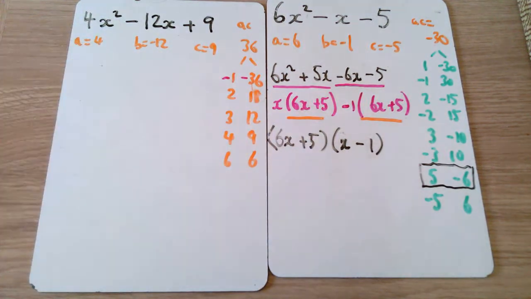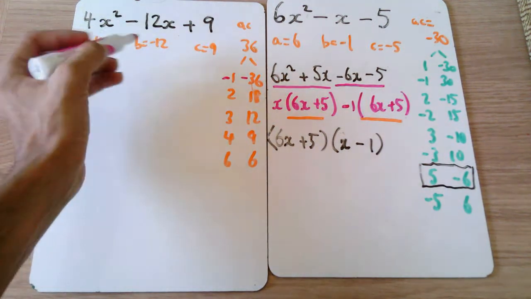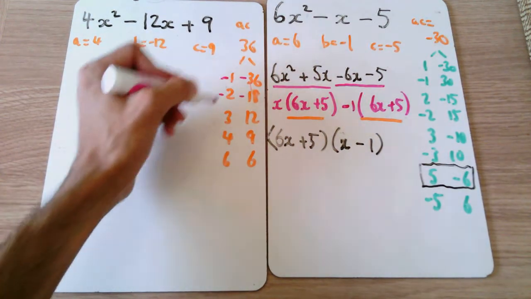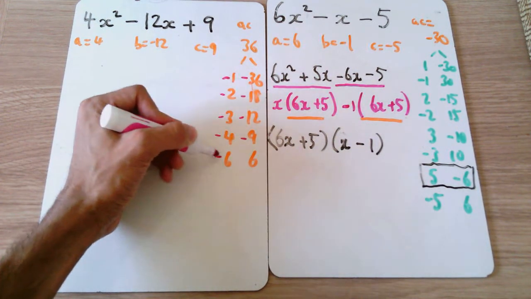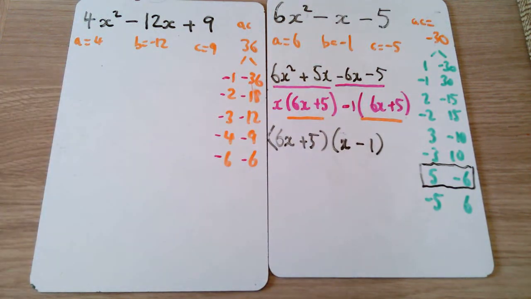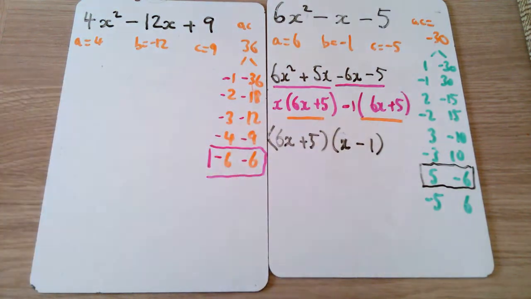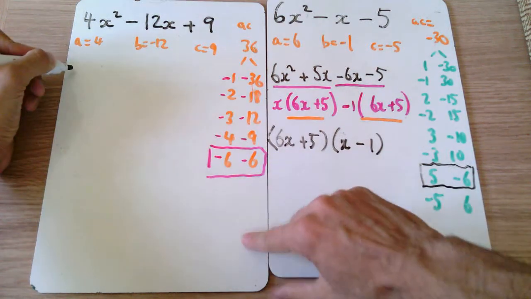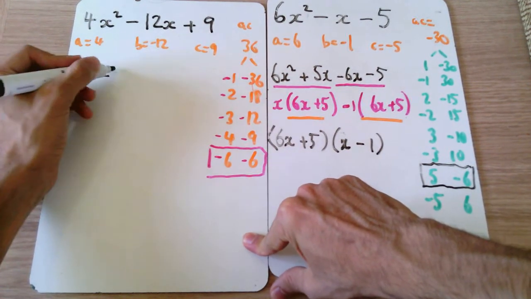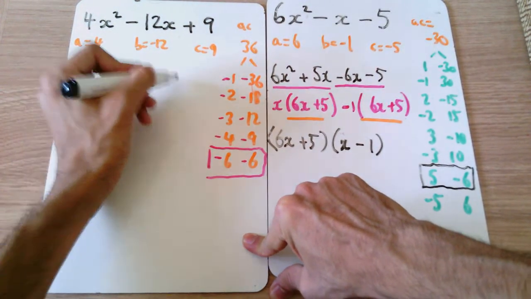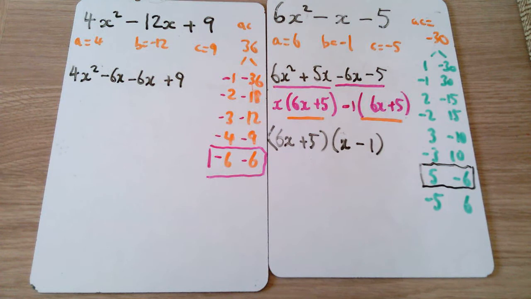And if we add minus 1 and minus 36, we get minus 37. So actually, because this middle value is negative, these values must all be negative as well. And the only combination that multiplies to make 36 and adds to make minus 12 is minus 6 and minus 6. We add minus 6 and minus 6, you get negative 12. So that is our combination. Therefore, I can now split up my minus 12x into 4x squared minus 6x minus 6x plus 9.